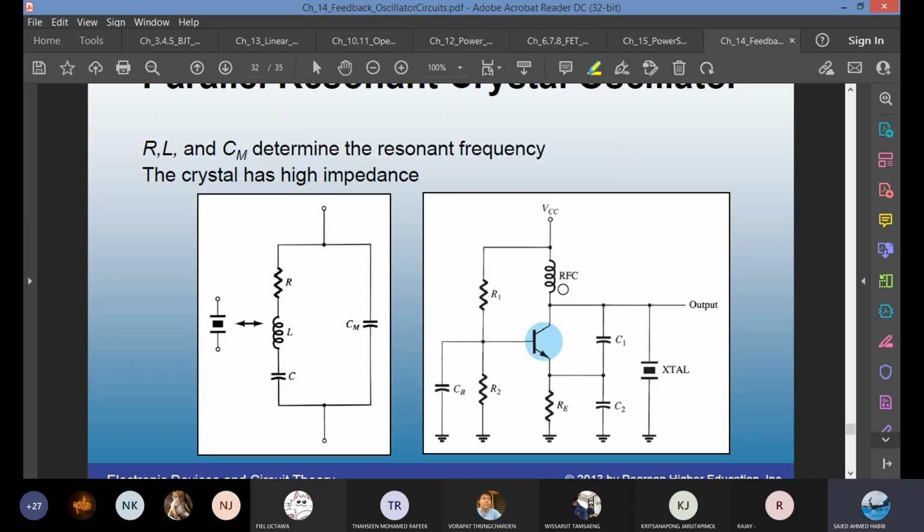Connect in parallel. When you connect in parallel, these three components will determine the resonant frequency. In this case, you see the crystal is parallel with respect to the rest of the circuit. This one is a high impedance operation.